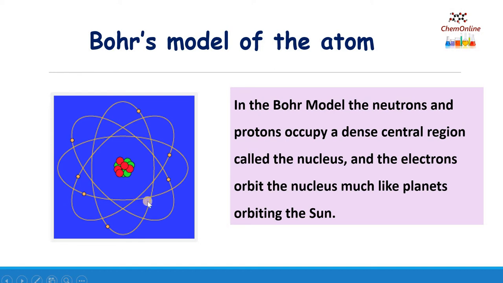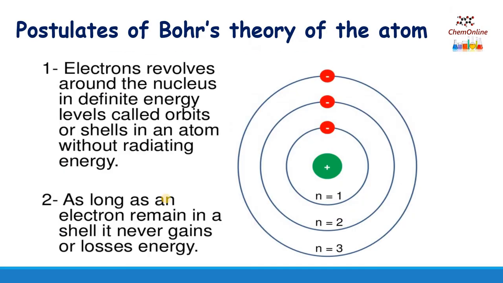The main difference is that Bohr incorporated the quantum theory of radiation proposed by Max Planck into his model. According to that, the energy of an orbit in which the electron is revolving is quantized. Quantized means it can have only certain values. Energy can have only certain specific values. Now let's see what are the main postulates of Bohr's theory of the atom.